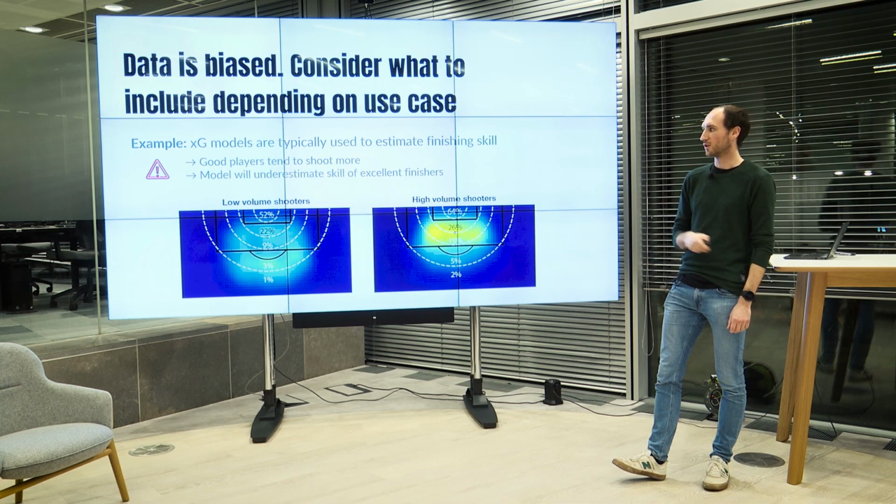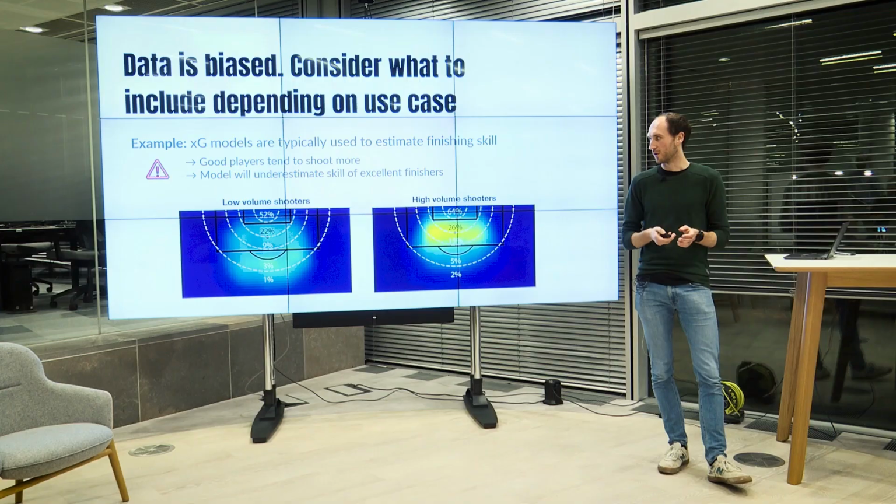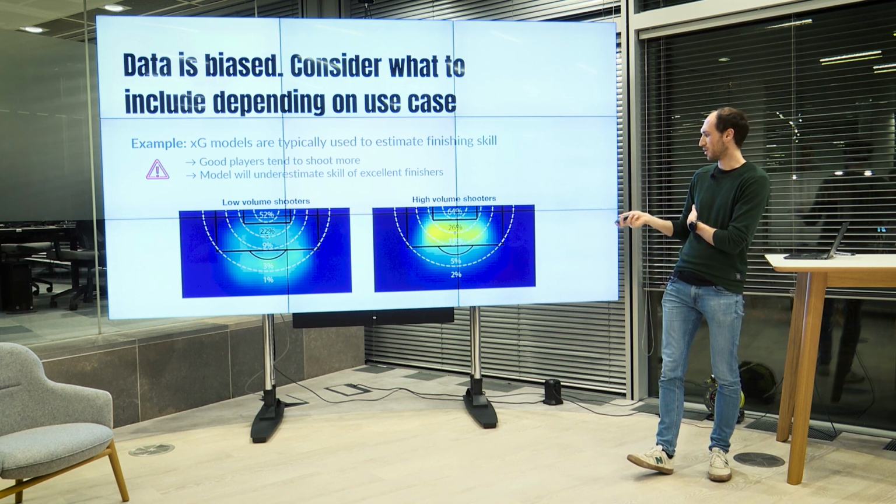Another thing to take into account are biases in the data, and this is especially important when assessing skill. So recently we looked at biases in expected goals. The idea with expected goals is that many people believe that it represents the probability that an average player will score from a shot. But we found that there are many biases in the data, and probably the most relevant one is that high volume shooters have a much higher probability of scoring a goal than low volume shooters.